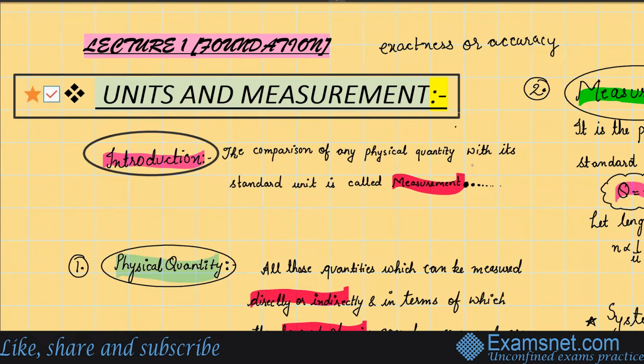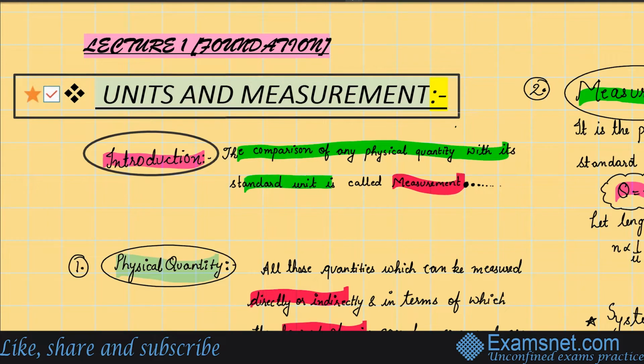So how would you improve your exactness or accuracy? By the measurement instrument which you are using, by the techniques which you use while measuring units, right? So we'll be studying a lot of things in measurement. Let's go and read the definition first. What is measurement? The comparison of any physical quantity with its standard unit is called measurement.